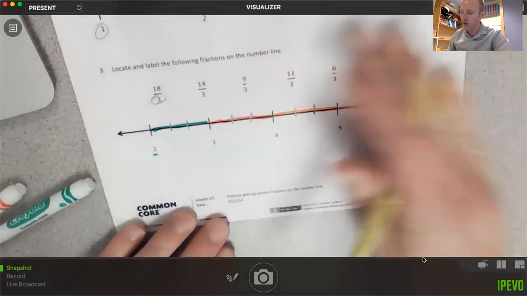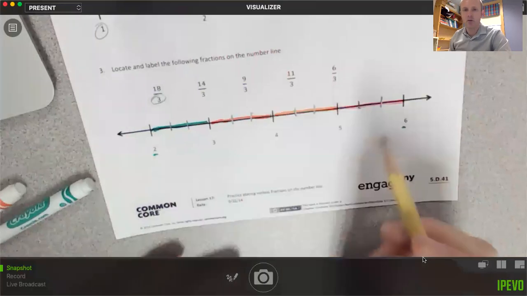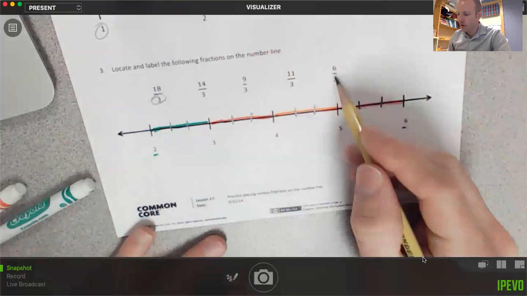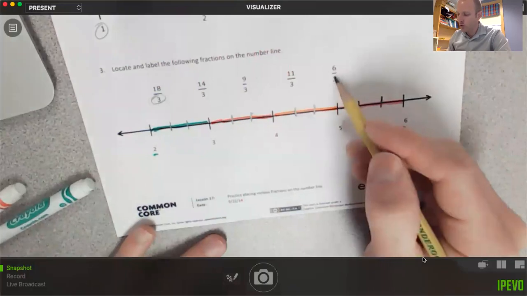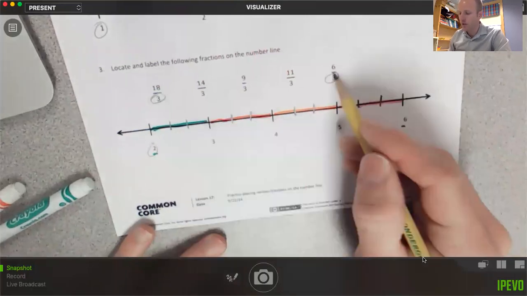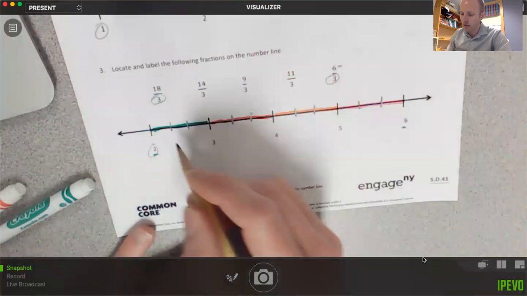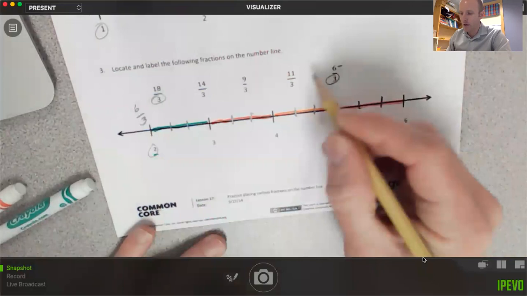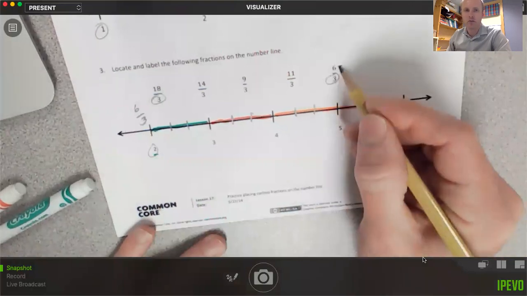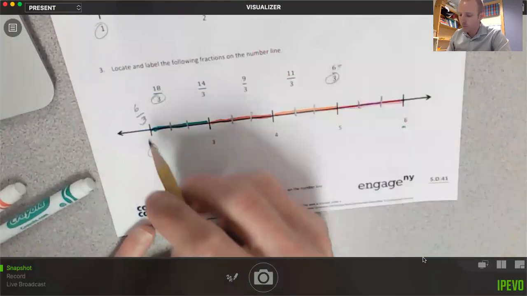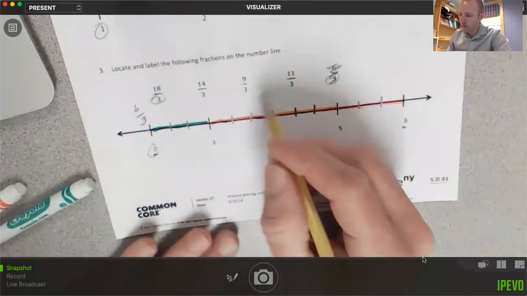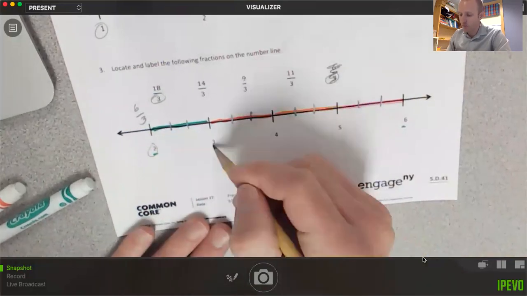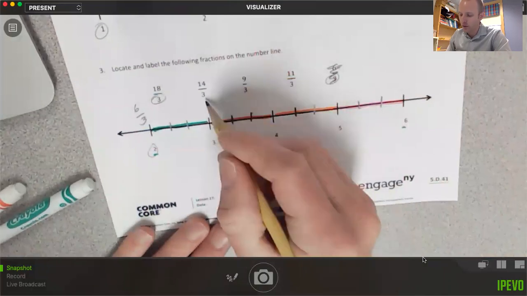And now I have the job of going ahead and finding out where all of these things go. I'm going to start with 6 thirds because I know that 2 times 3 is 6. So that has to go here. Again, my whole number times my denominator equal the numerator of 6. I know if I do 3 times 3, I get 9. So this must be 9 thirds equals 3.